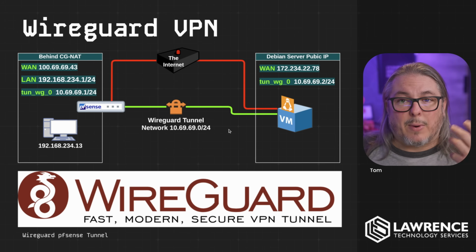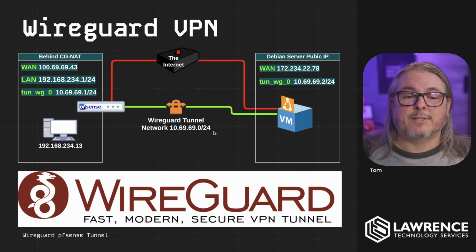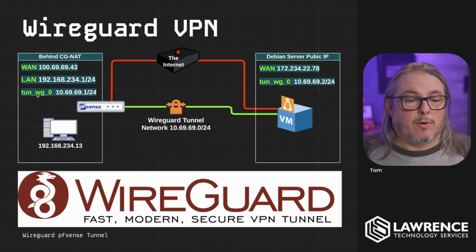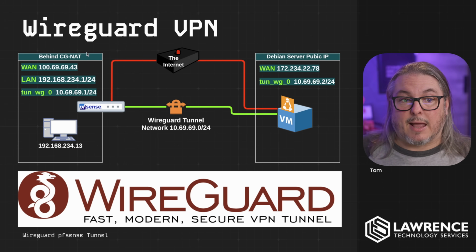10.69.69.0/24. No, you don't have to make the entire tunnel /24. Someone will probably point that out. For simplicity, that's how I'm setting it up. Our WireGuard tunnel on the other side is 10.69.69.1/24, and it is running pfSense. The pfSense IP address is 100.69.69.43, and it is behind CGNAT.